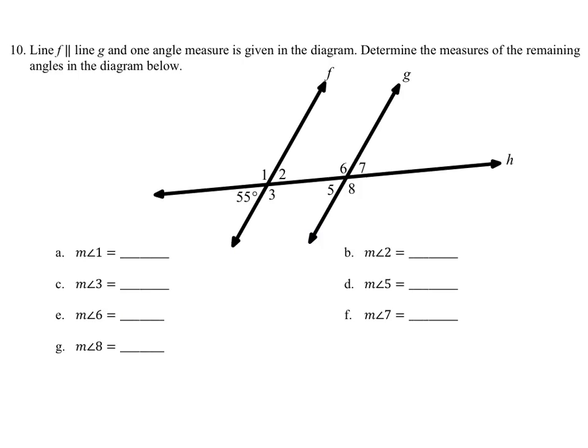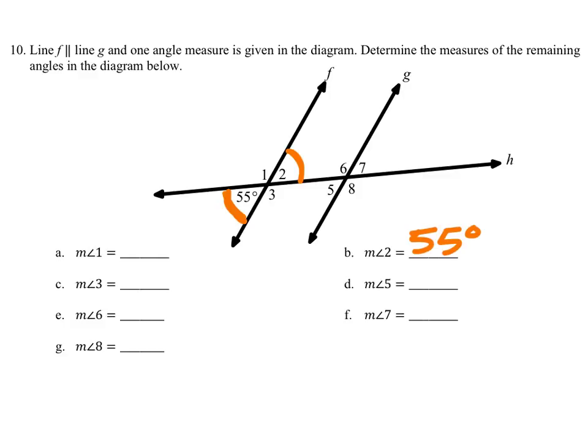Number 10, line F is parallel to line G and one angle measure is given in the diagram. That's all we need to find the missing angle measures on these. So we can start off with angle 1 if we want, but let's acknowledge this 55 degree angle. Angle 2 has to be congruent because it's vertical, so we'll just fill that in.